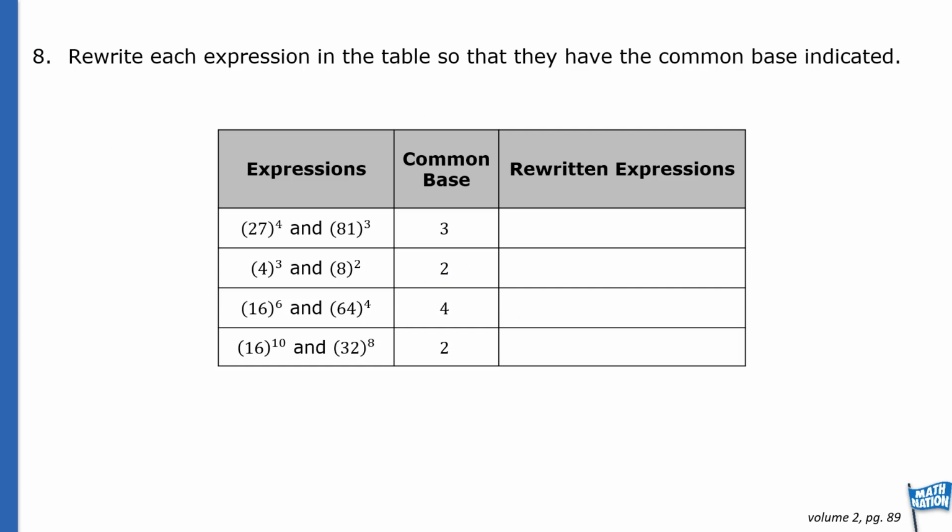Okay, let's rewrite each expression in the table so that they have the common base indicated. So we have 27 to the 4th power and 81 to the 3rd power, and they want us to use a common base 3 to rewrite that expression. So look at the examples listed. I'll give you a minute to go ahead and try to figure this out on your own.